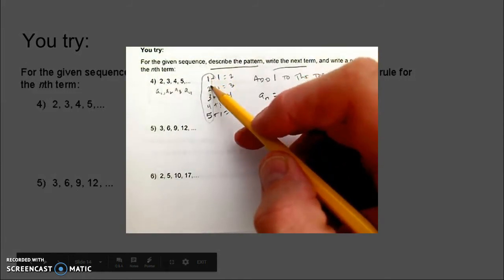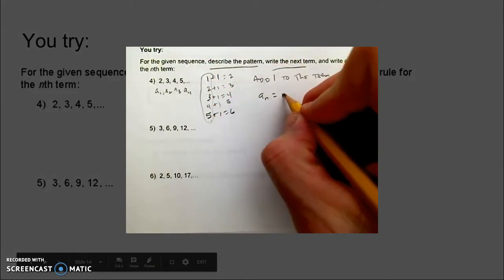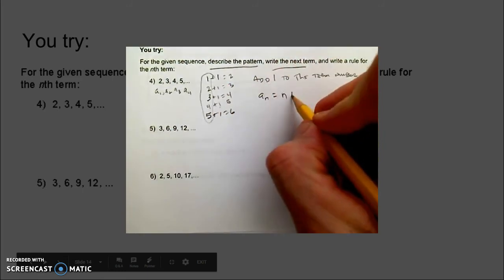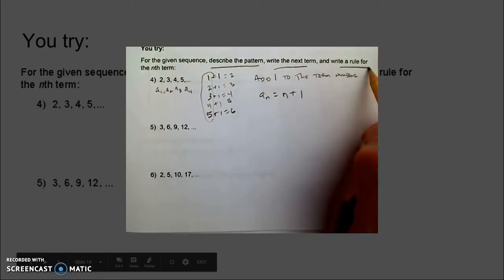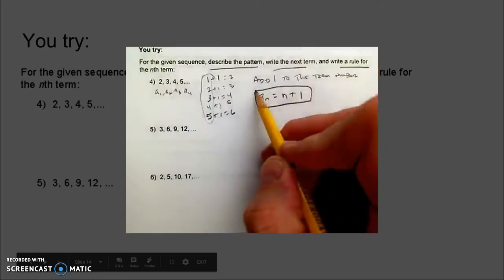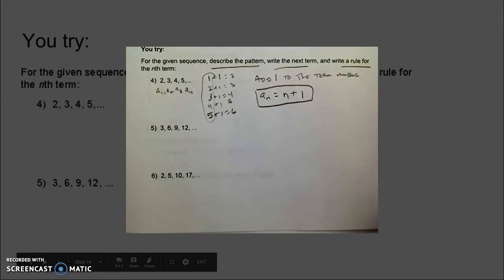The n values are 1, 2, 3, 4, and 5. So each time I took the n value and added 1. So my rule is a sub n equals n plus 1. Go ahead and pause the video, try these on your own, come back to check your work.